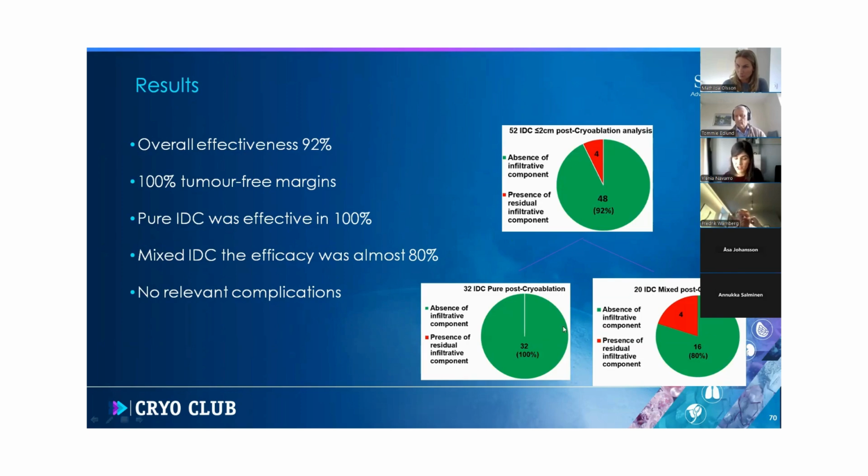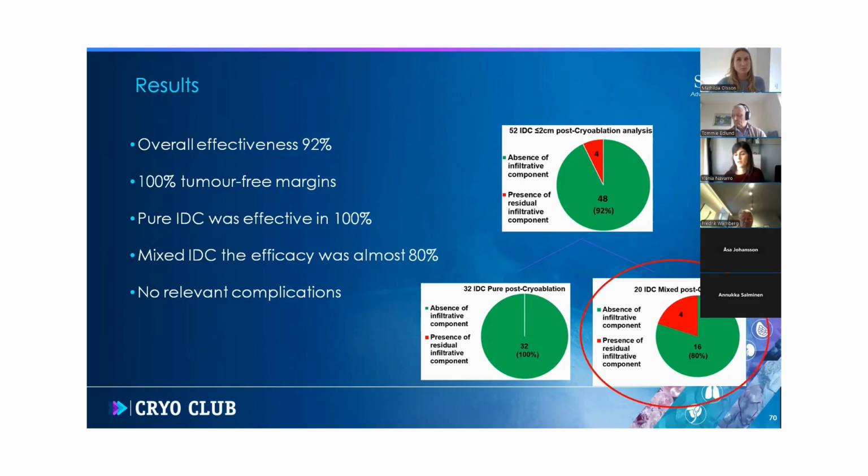After the cryoablation, there was no infiltrating tumor left in the surgical specimens in the group of pure carcinomas, in all the cases of pure carcinomas. And there were 4 cases with infiltrating tumor left in the group of mixed carcinomas. Overall effectiveness was 92%, and all specimens had tumor-free margins.